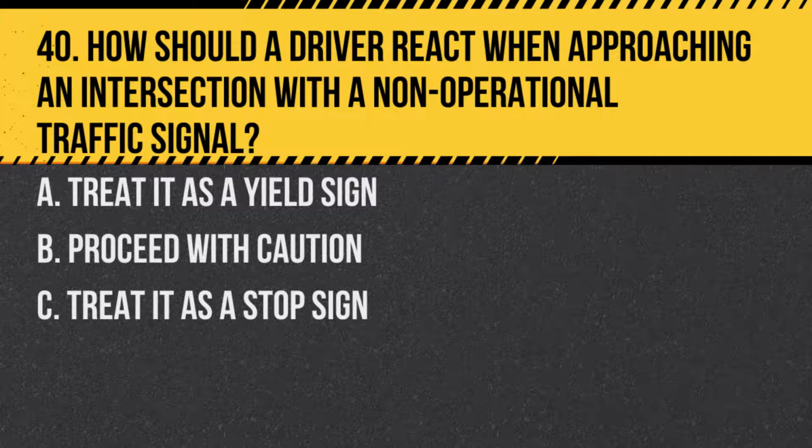Question 40. How should a driver react when approaching an intersection with a non-operational traffic signal? A. Treat it as a yield sign. B. Proceed with caution. C. Treat it as a stop sign. Answer: C. Treat it as a stop sign. When a traffic signal is not operational, treat the intersection as if it has a stop sign. Come to a complete stop and proceed when it is safe to do so.